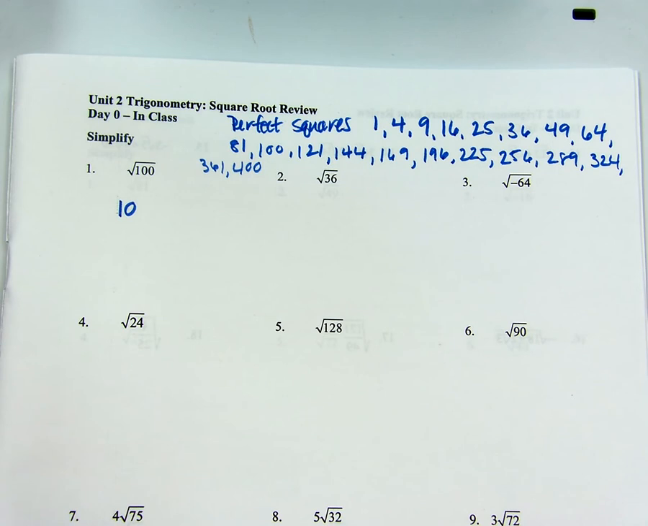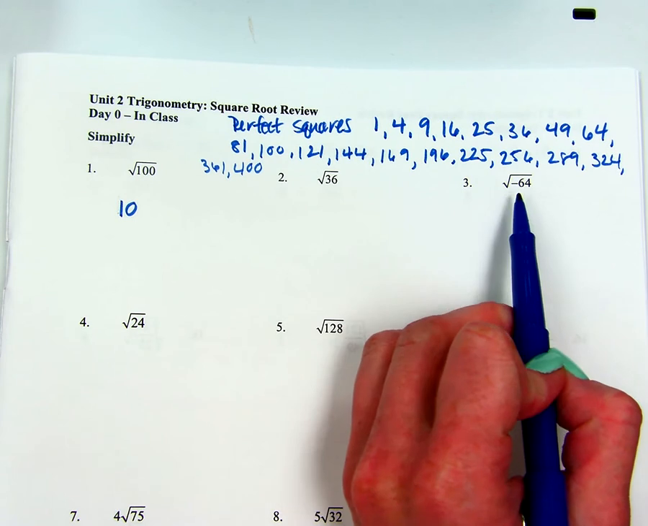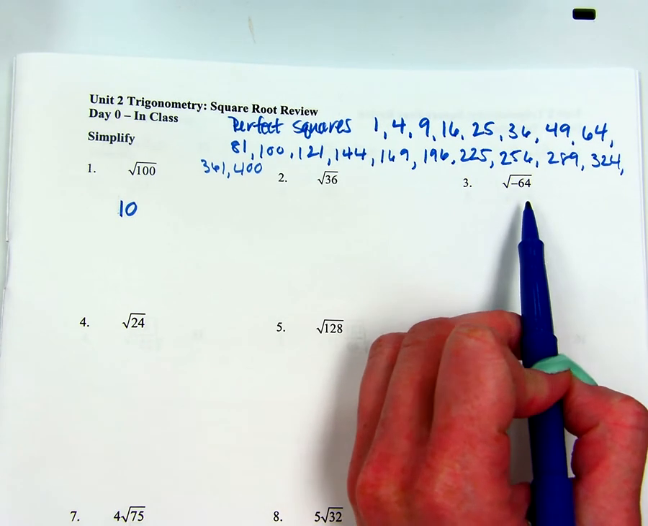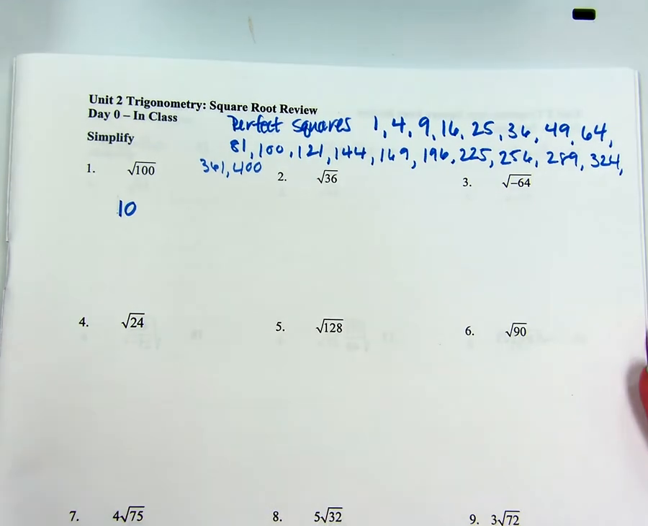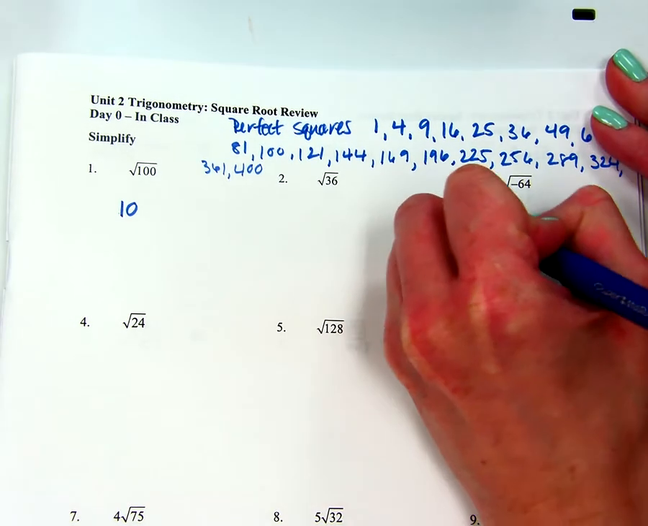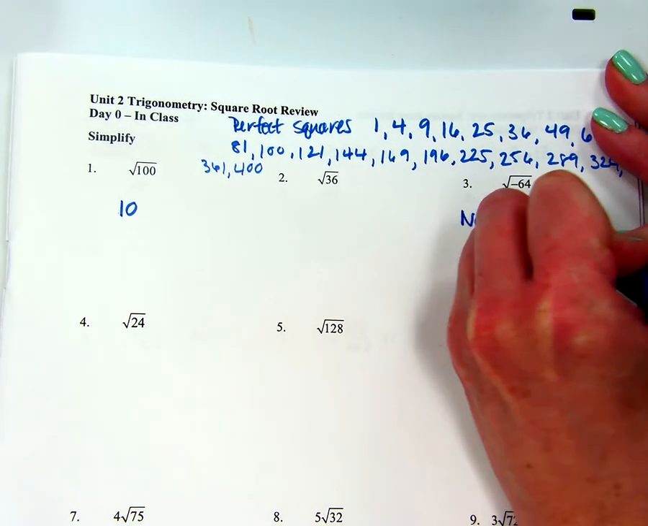I'm going to leave the evens for you guys to do on your own, and then when we're done going over the odds, go ahead and pause the video, and then I'll fill in the answers for the evens for you guys to check. So for our purposes right now, for number 3, we're going to say that there's no real solution because we don't know how to take the square root of a negative number yet. So we'll just put no real solution for this.